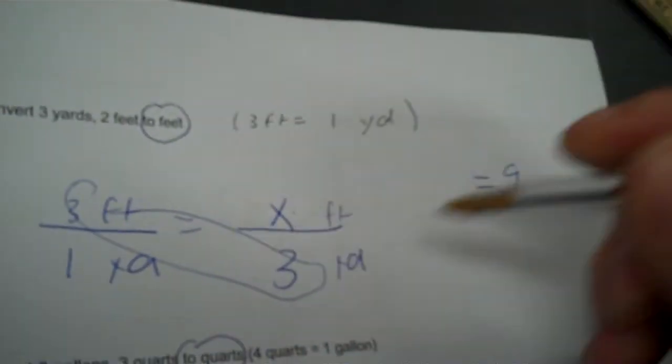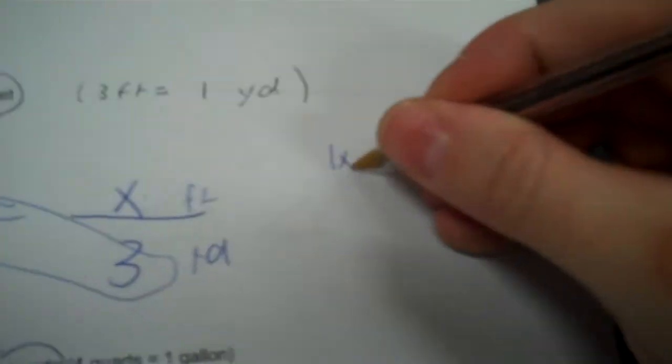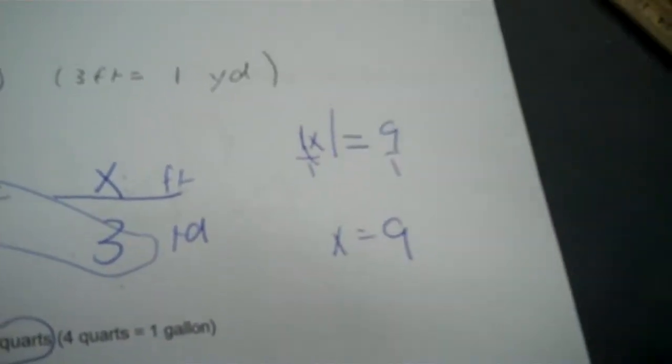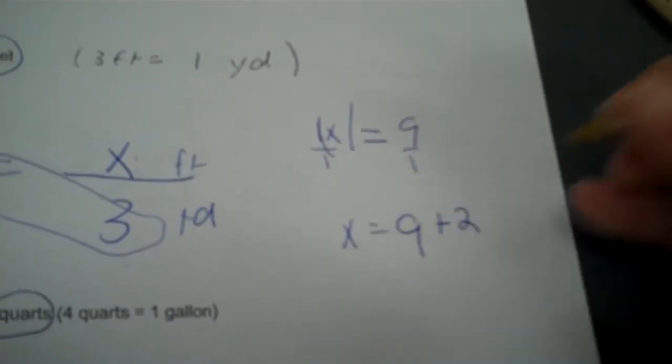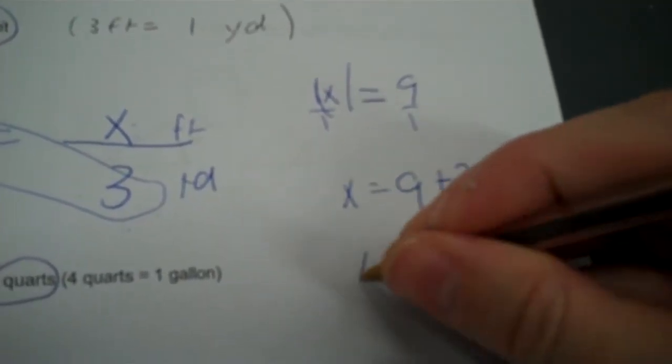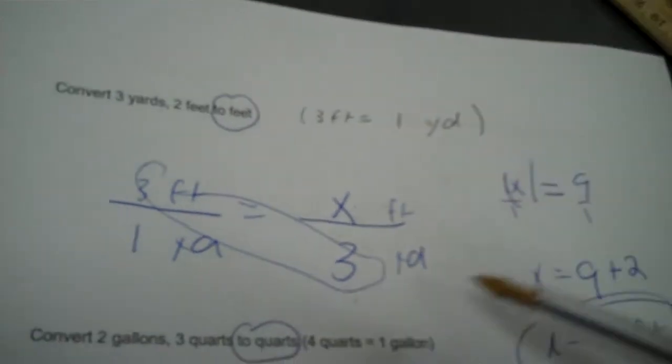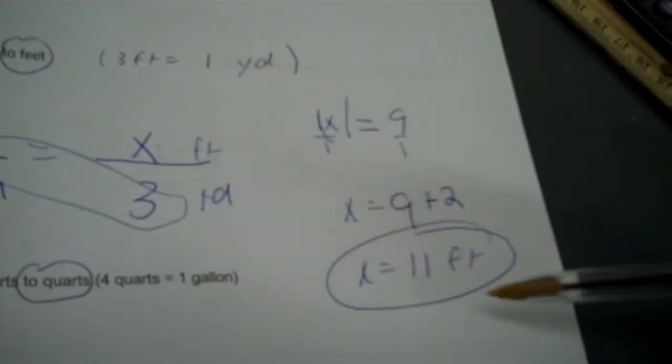Okay, now do your thing. Cross multiply and divide. So 3 times 3 is 9. And then 1 times x is 1x. So we'll just divide by 1 and x equals 9. Now there's another number in there I did not put in the proportion, and it's 2 feet. That means you add 2 to your x answer, and that would be 11. So x equals 11 feet, because you had 2 feet that were left that you didn't use on the conversion. You just add those at the end.